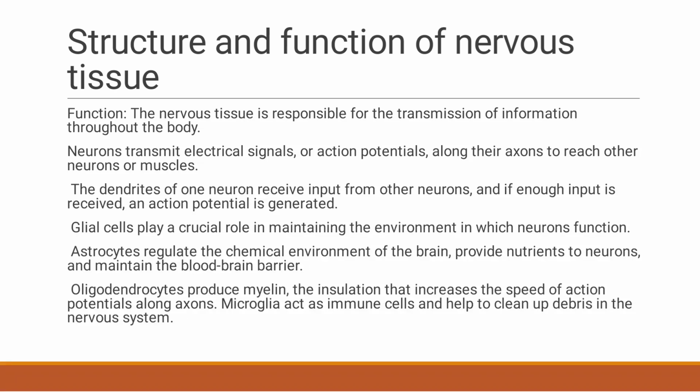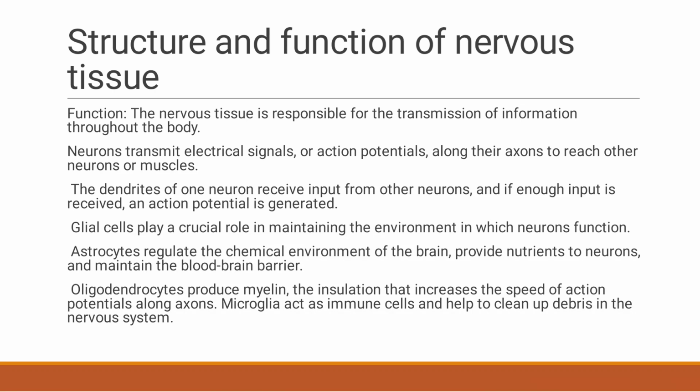Then, functions of nervous tissue. This nervous tissue is responsible for transmission of information throughout the body. Neurons transmit electrical signals or action potentials along their axons to reach other neurons or muscles. The dendrites of one neuron receive input from other neurons, and if enough input is received, an action potential is generated. Here the glial cells play a crucial role in maintaining the environment in which the neurons function.